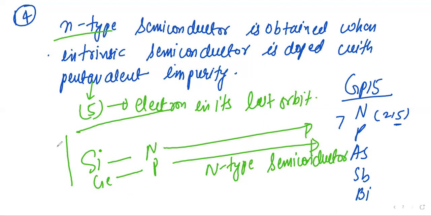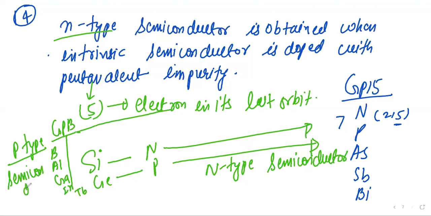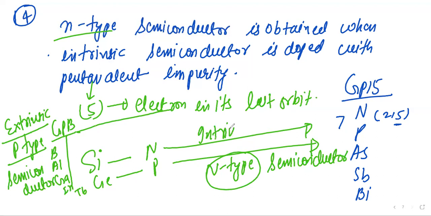And when it is asked about P-type, when it is doped with group 13 elements like boron, aluminum, gallium, indium, thallium, then it forms a P-type semiconductor. This is called an extrinsic semiconductor. Now see question number 15.